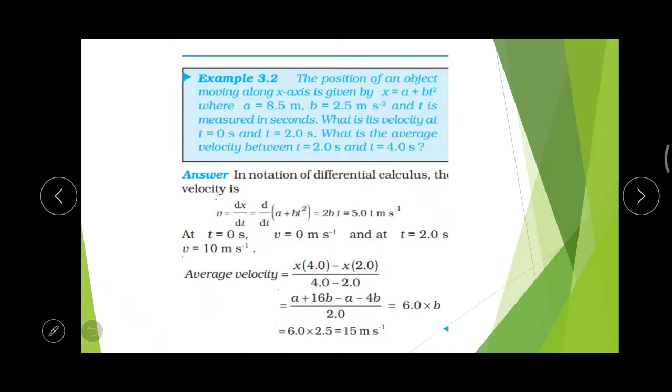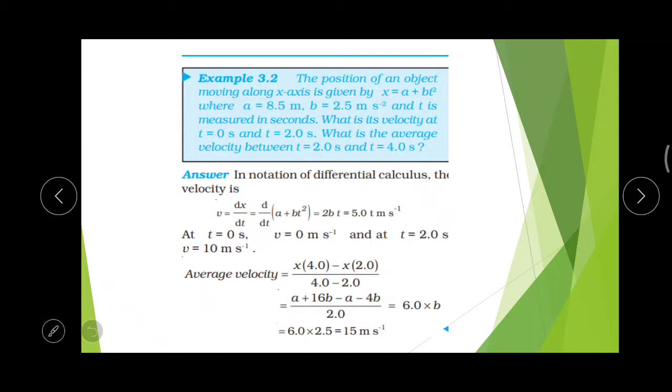Now at t is equal to 0, v will also be 0, because 5 into 0 is 0, and at t is equal to 2 seconds, v will be 5 into 2, which is 10 meter per second. Okay, so now you have to find the average velocity between 4 second and 2 second.